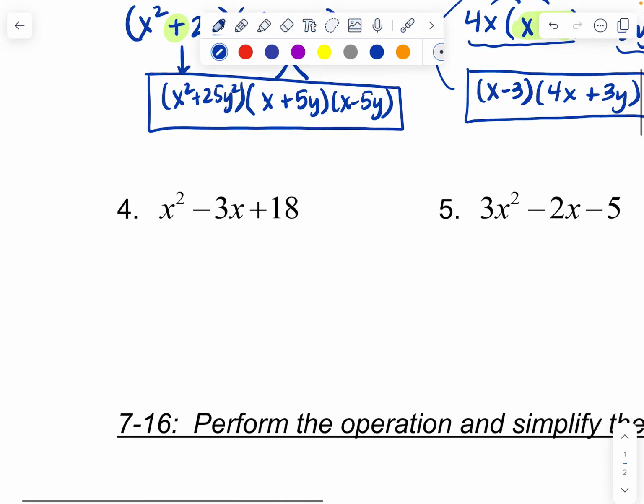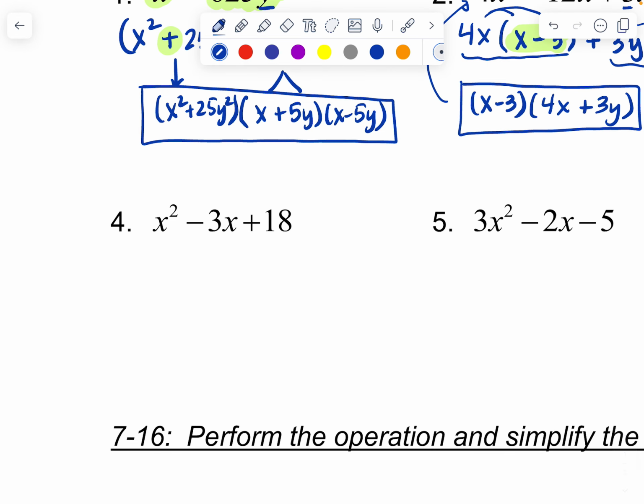All right, number 4, a little bit easier. You've got 3 terms with the 1 in front.